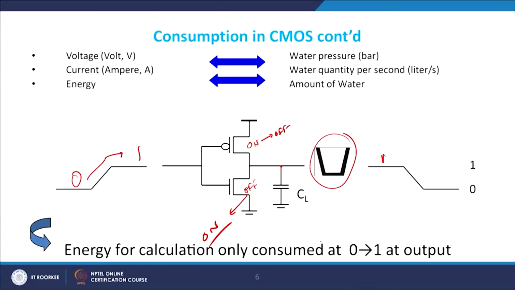So, now energy is consumed only at the 0 to 1 transition of the output; that was the only point when you consumed energy. When the output is going from 1 to 0, you are actually dissipating energy, and you are able to dissipate energy to the environment, or to the heat sink, whatever you name it.